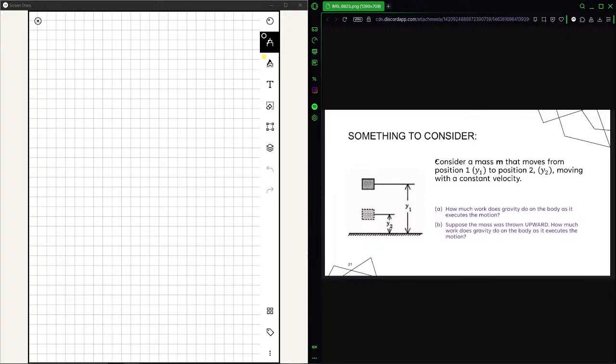So you wanted to do this question: how much work does gravity do on the body as it executes the motion? Yeah, you can't see it. You're right. Hi, Caitlin.